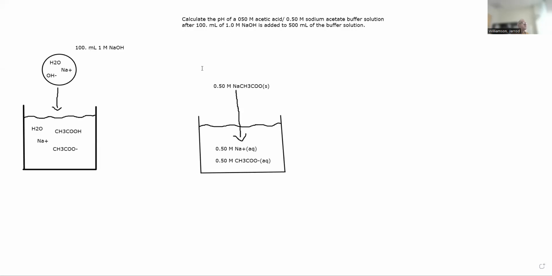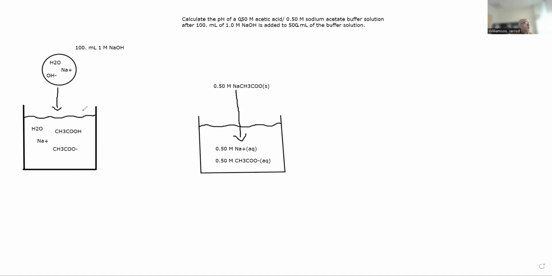Okay, this is Dr. Williamson solving a problem. It's a buffer problem. It says calculate the pH of a 0.5 molar acetic acid, 0.5 molar sodium acetate buffer solution after 100 mils of 1 molar sodium hydroxide is added to 500 mils of the buffer solution.